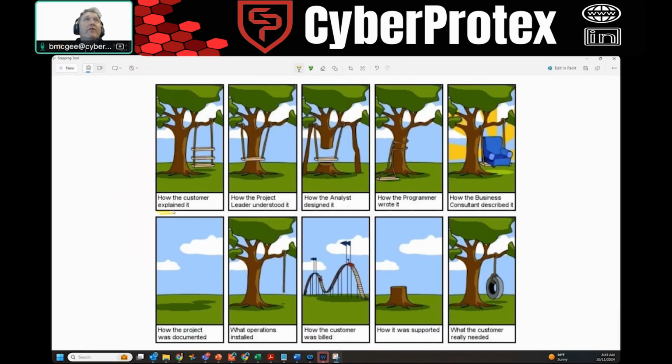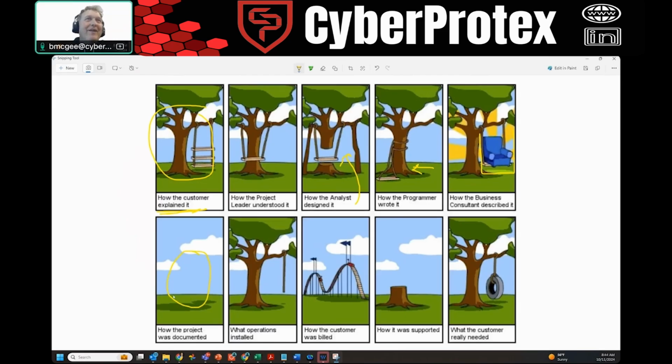This is what the customer wanted over here. How the project leader understood it. Yeah, oh yeah, I understood it. The analyst designed it like this right here. The programmer was like, yep, I got you. The business consultant, it was the second coming of new software. Yeah, the project was documented in a way that is meaningful. How many times have you seen that?